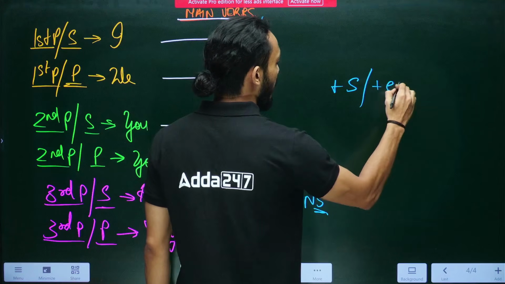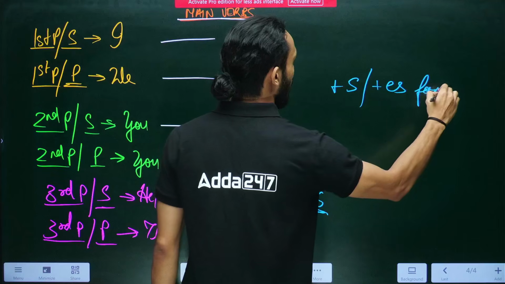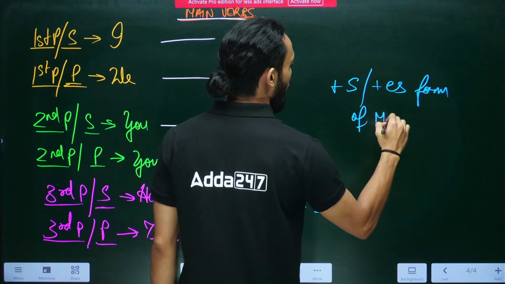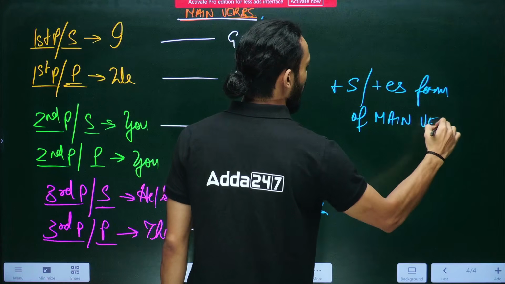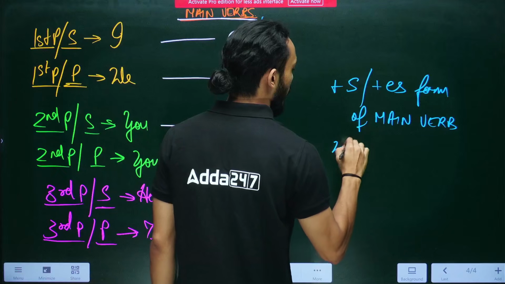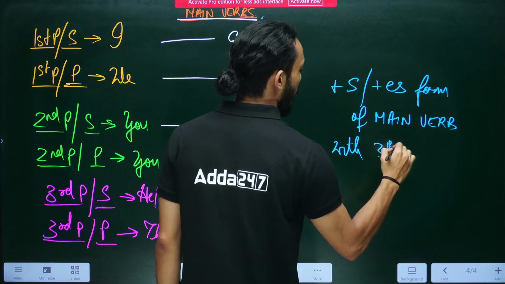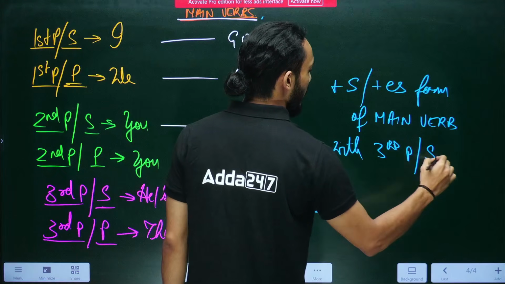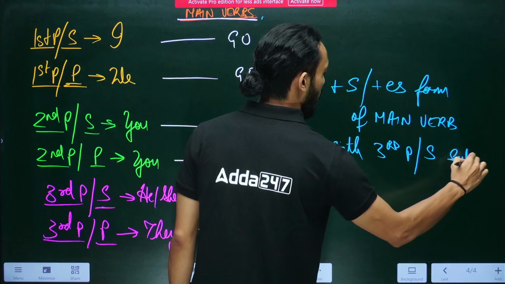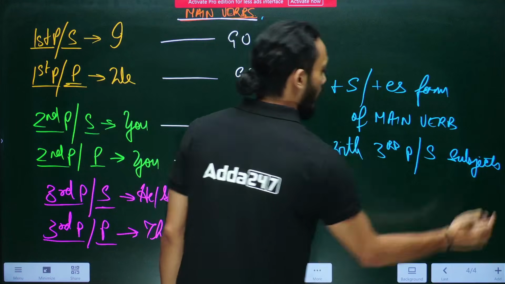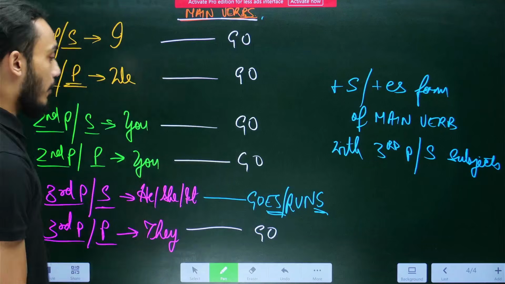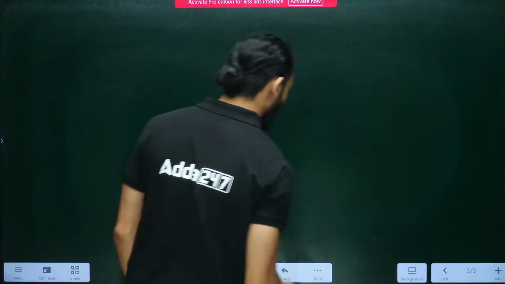S or es form of main verb with third person singular subjects. All right, understood? Now, what about modal verbs?